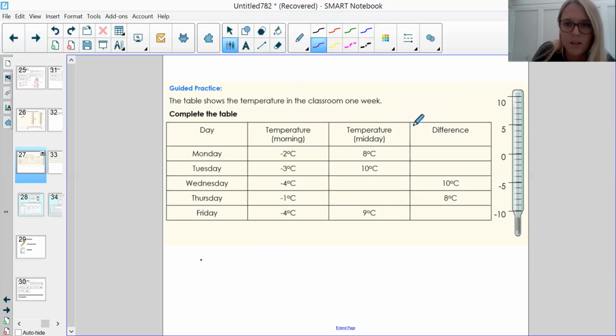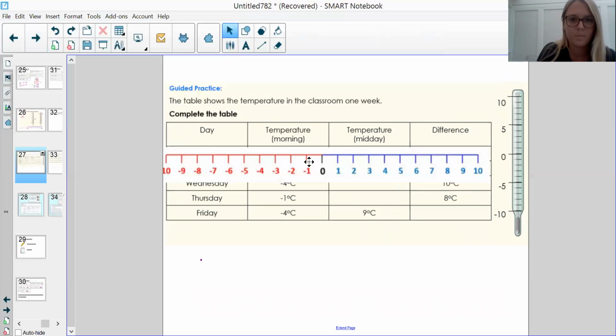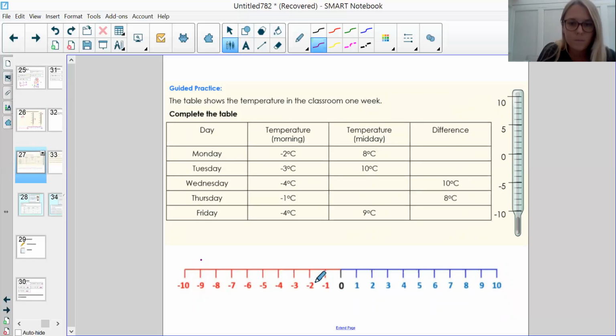Okay, so we've got the table shows the temperature in the classroom for 1 week. Complete the table. So we've got each day from Monday to Friday, we've got the morning temperature, the midday temperature, and then the difference between the two temperatures. So the first one we've been given both of the temperatures, but we want to know the difference. So I'm going to get my number line again. So we're starting on -2. We've been given the temperatures -2 and at midday it's 8 degrees, and we want to know the difference. So I'm going to count up, but you could go either way, knowing how many degrees we've jumped up. So 1, 2, 3, 4, 5, 6, 7, 8, 9, 10. So we've got 10 degrees Celsius different.